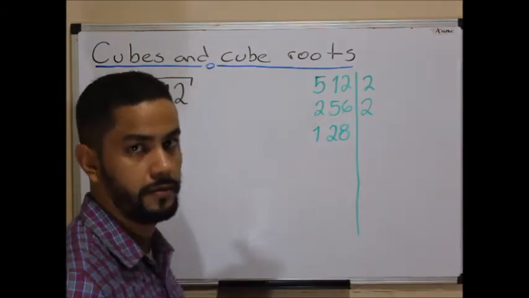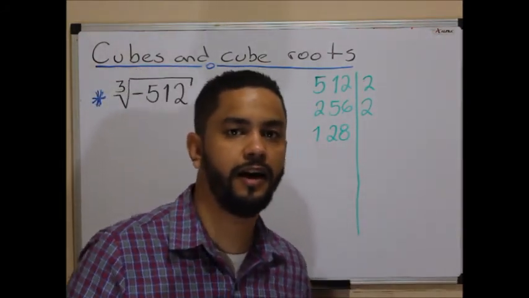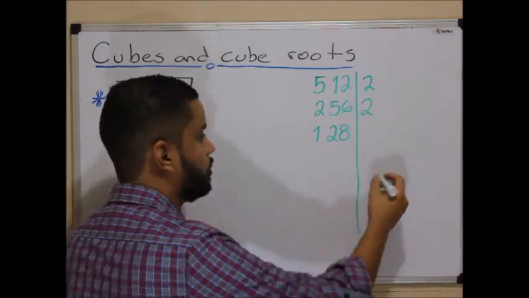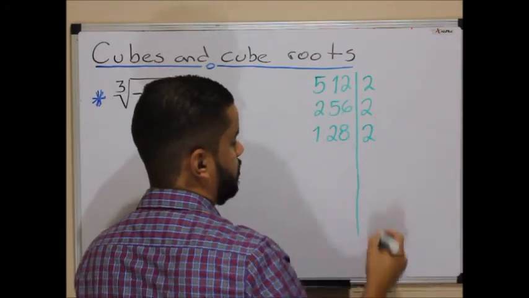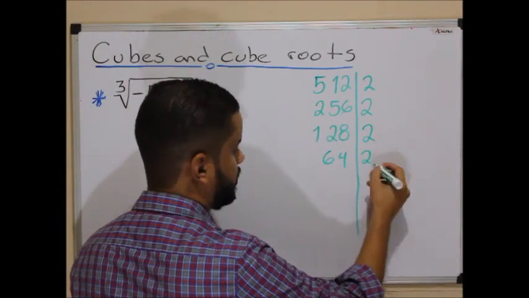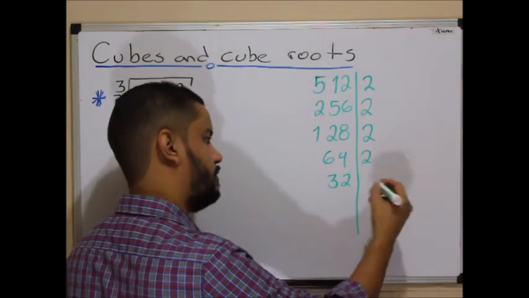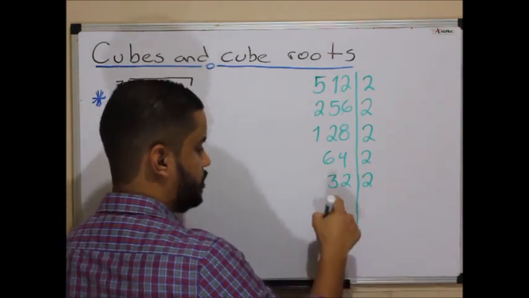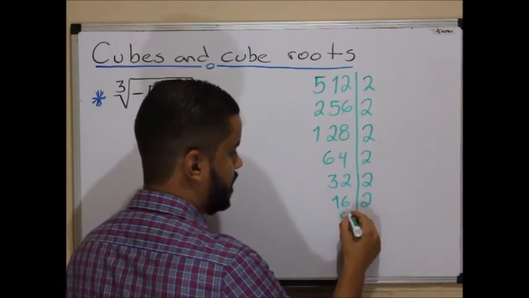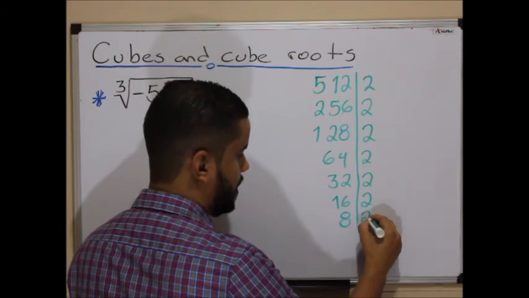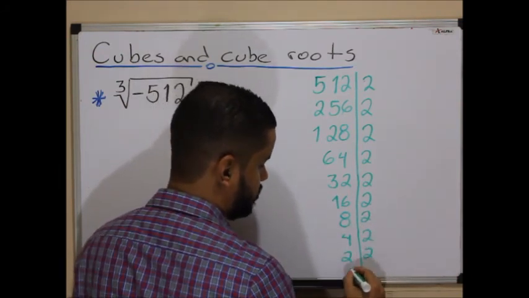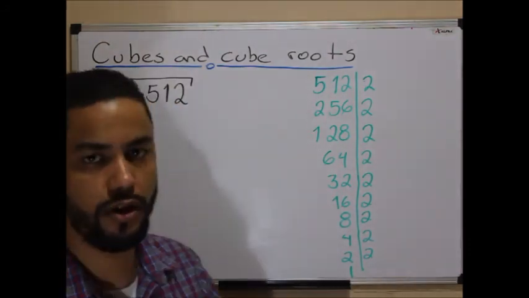That number still has 8 as its end. So we're going to divide this number by 2, and it will be 64. We're going to divide it again by 2, 32. We're going to divide it again by 2. This will be 16. We're going to divide that 16 by 2. We get 8. 8 divided by 2 is 4. 4 divided by 2 is 2. 2 divided by 2 is 1. And we get those numbers there.